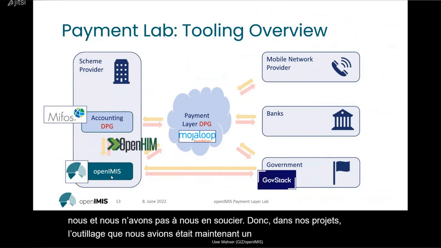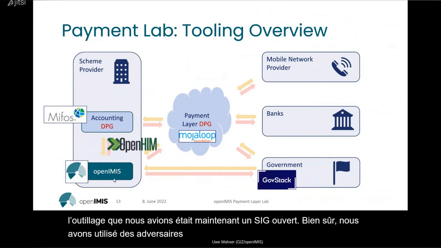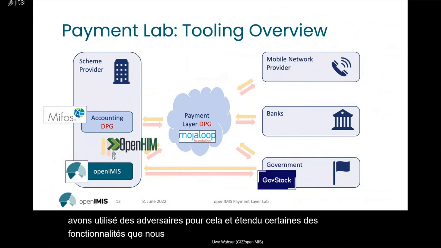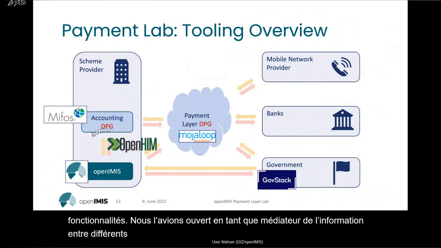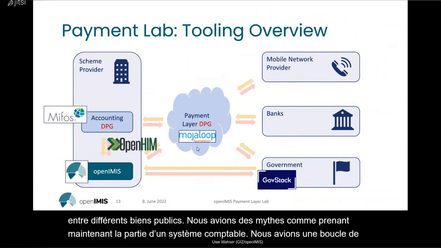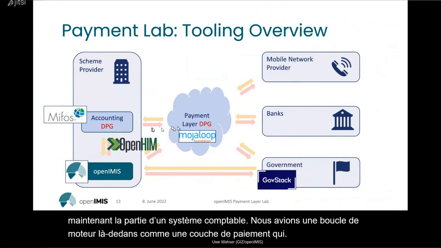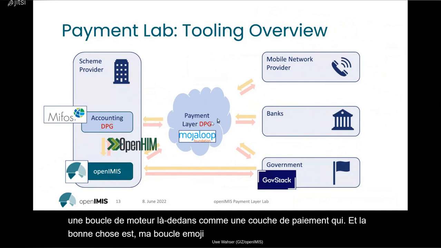We used openIMIS for that and extended some of that functionality. We had openHIM as an information mediator between different public goods. We had MyFOS as, well, now taking the part of an accounting system. We had Mojaloop in there as a payment layer switch. And the good thing is MyFOS and Mojaloop, they already have an interface that we didn't have to take care of.